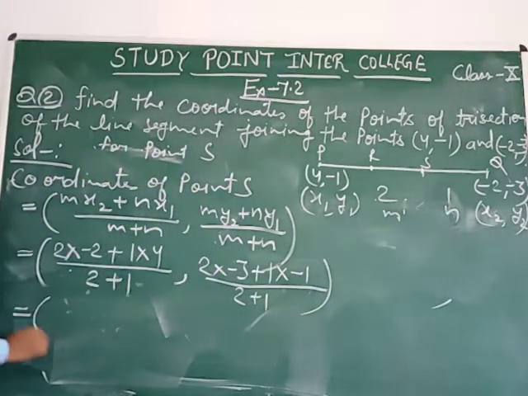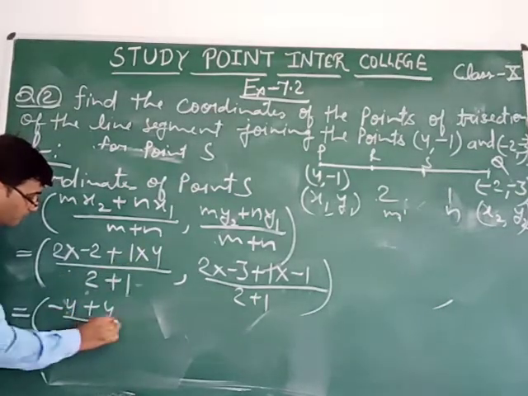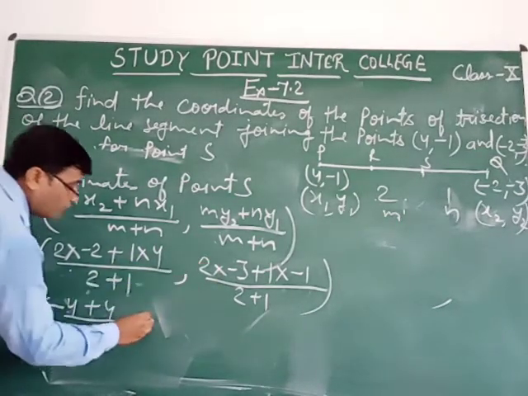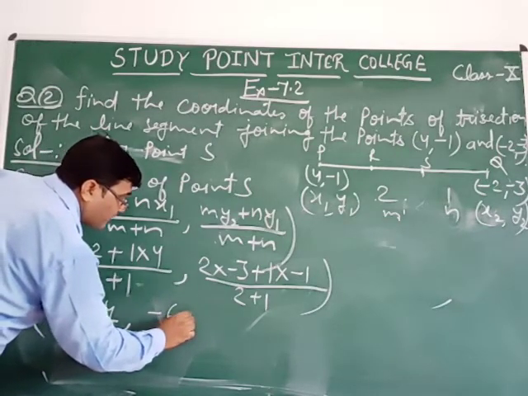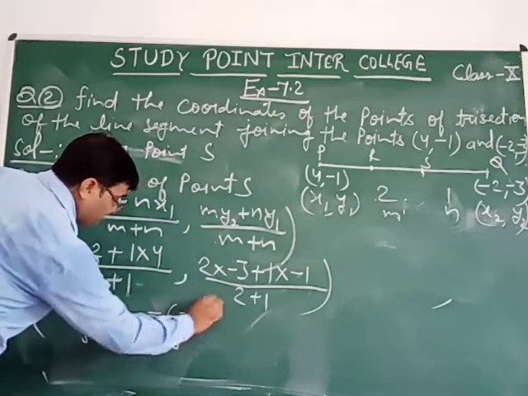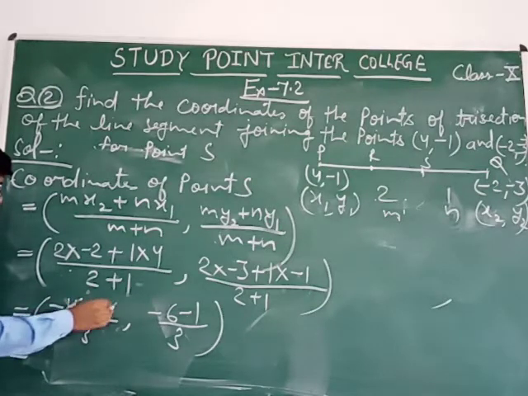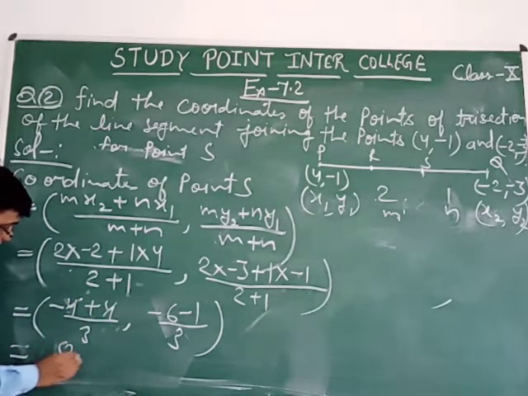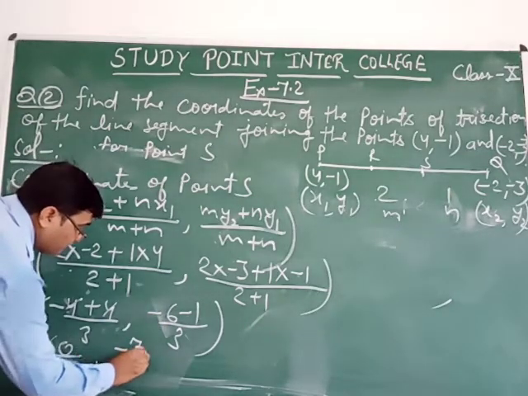2 into minus 2 is minus 4, plus 1 into 4 is 4, upon 3. 2 into minus 3 is minus 6, plus 1 into minus 1 is minus 1, upon 3. Minus 4 plus 4 cancels out to 0, 0 upon 3, comma minus 7 upon 3.